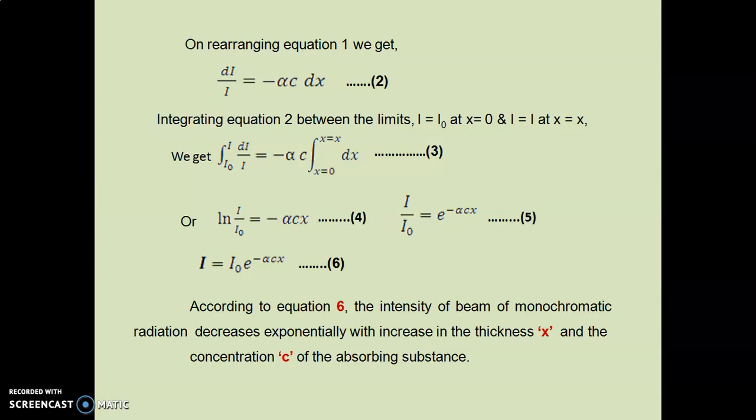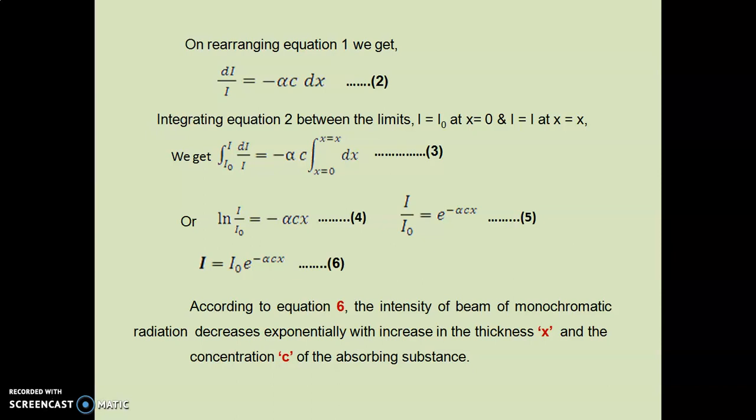Now as we have done the derivation in case of Lambert's law, here also we have to integrate equation 2 between the limits I is equal to I0 at x is equal to 0 and I is equal to I at x is equal to x. So when we integrate equation 2, integral I0 to I dI upon I is equal to minus alpha into C into integral dx. The limit is x is equal to 0 to x is equal to x.